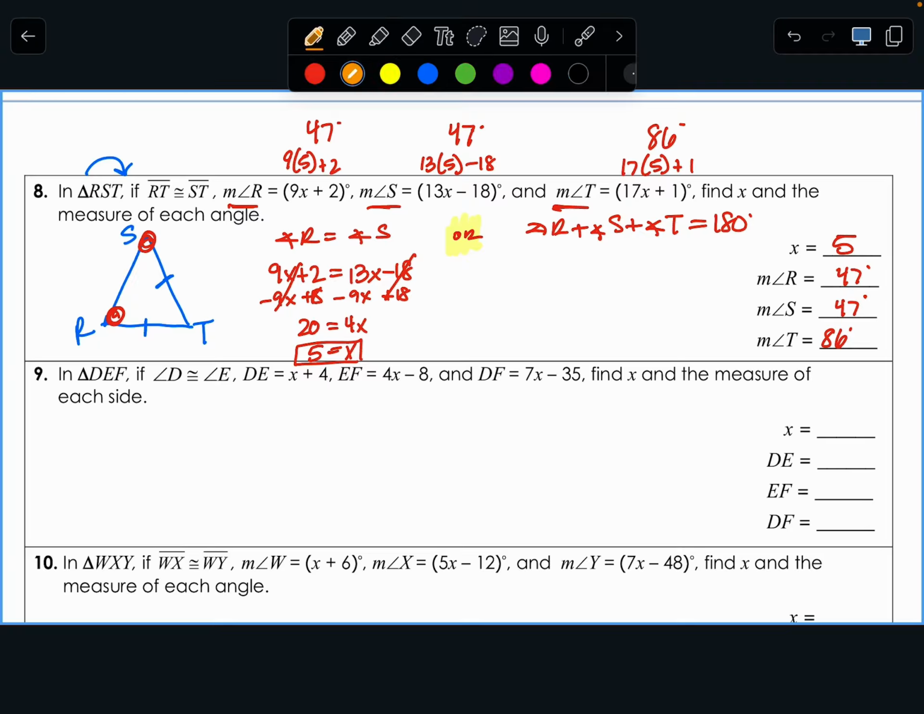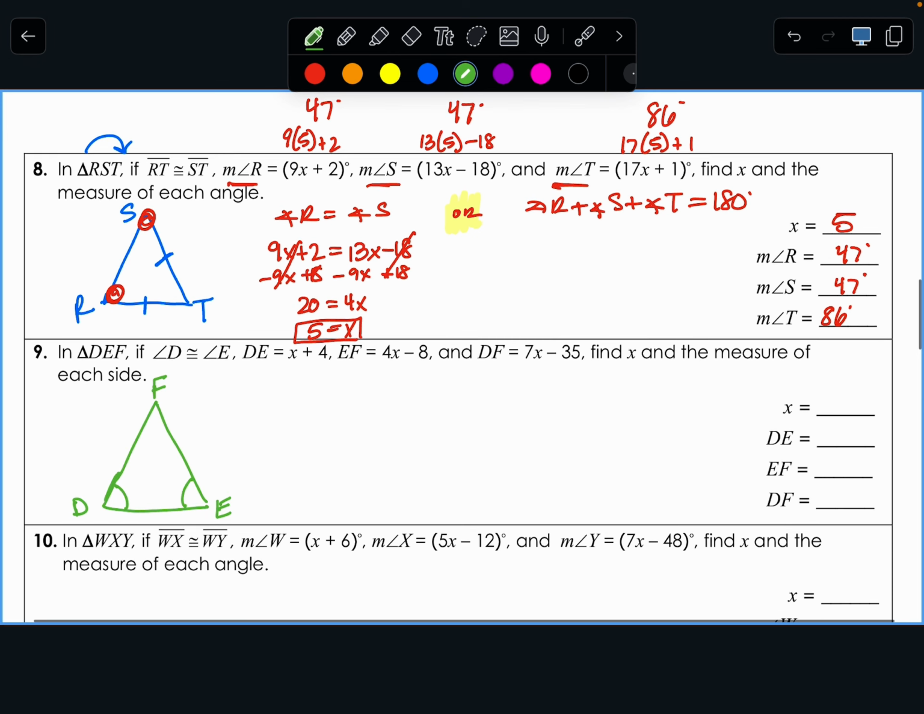All right, let's look at this one. It says D is equal to E. That means we put F up there. So D is equal to E. And it says that DE is x plus 4. EF is 4x minus 8. And DF is 7x minus 35.